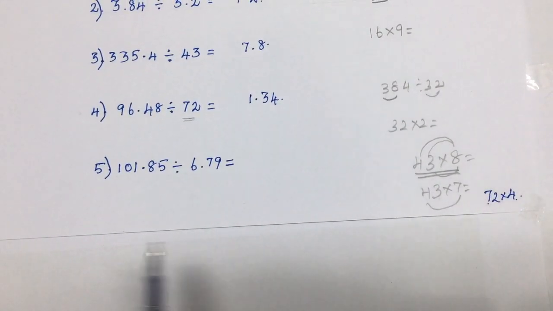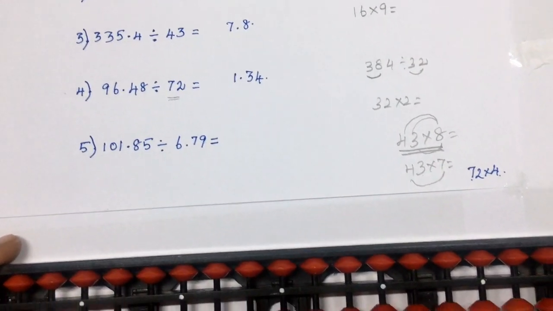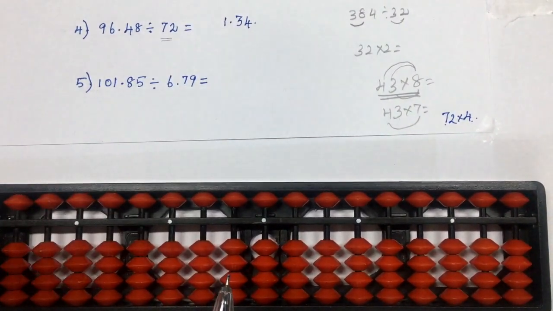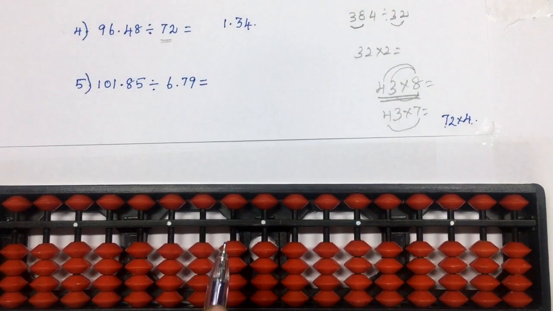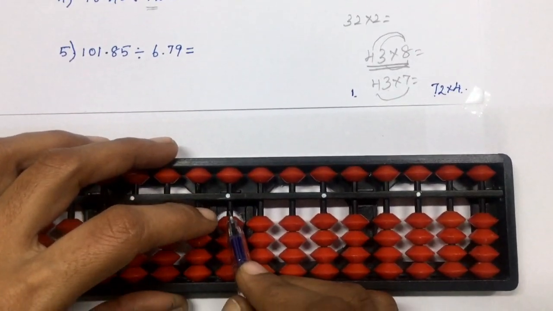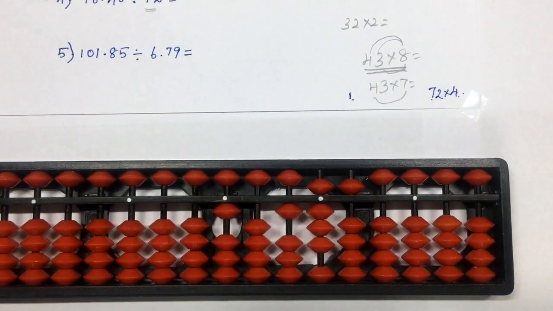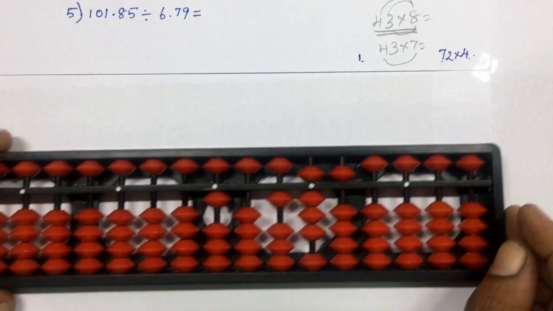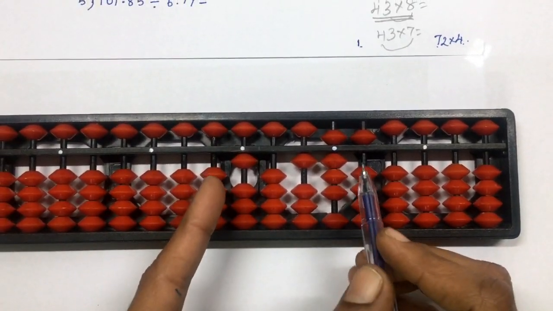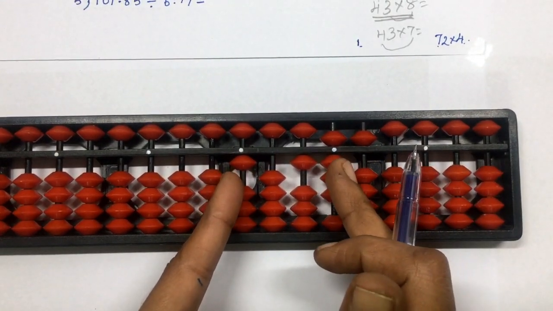Final sum. 101.85 divided by 6.79. 3 digit minus single digit. So we got 2. Again 2 minus 1. So the first rod we are going to set the number in the first rod. This is the first rod. So 10185 divided by 679. Now we have to think which number should be taken first as the dividend. So 1018 we will take.